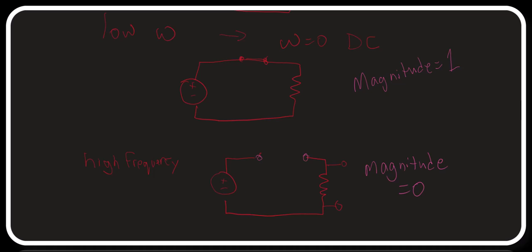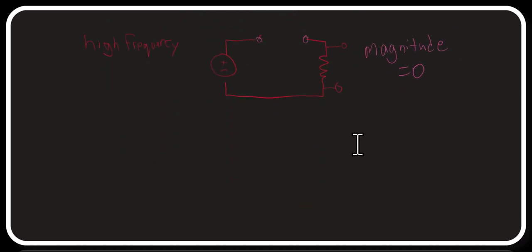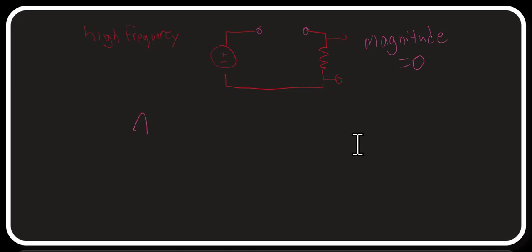So a very simple low-pass filter is just an RL circuit. So an RL circuit is a low-pass filter.